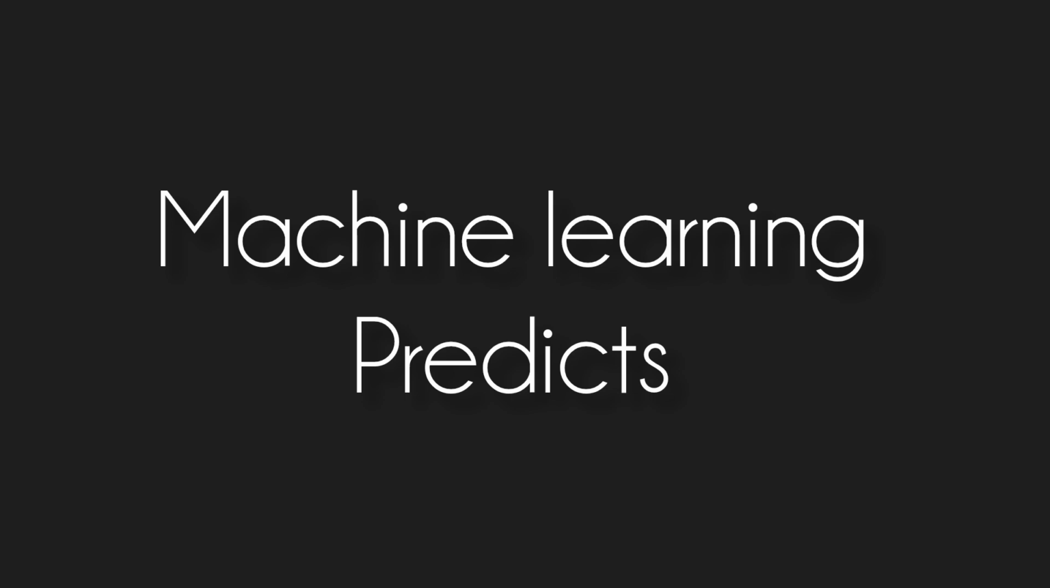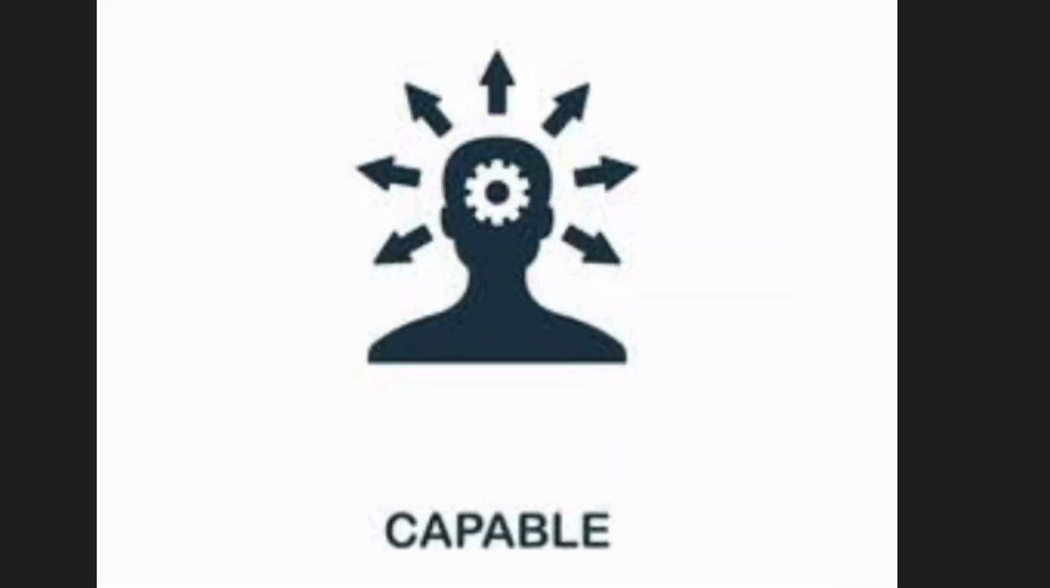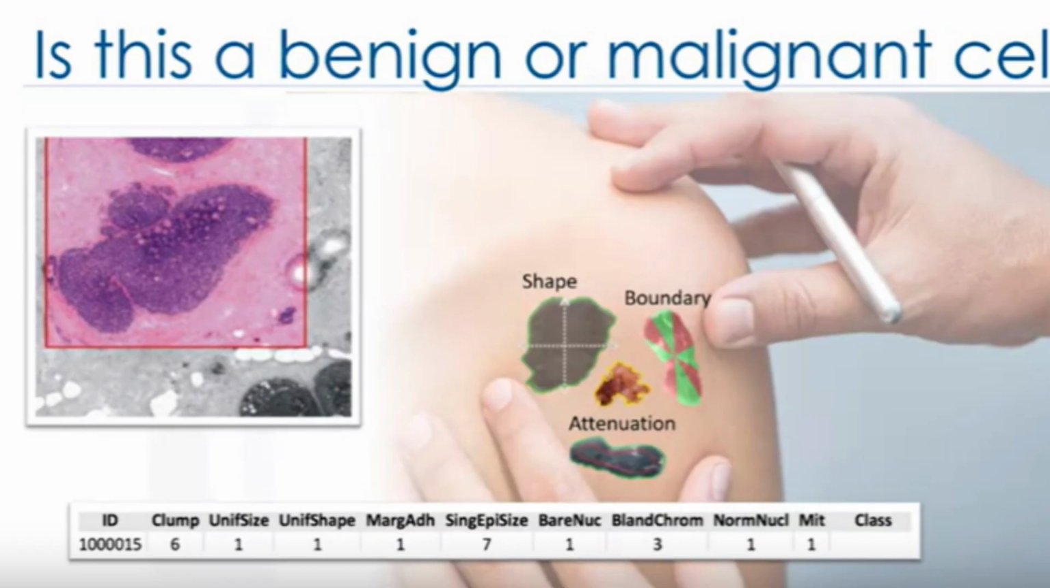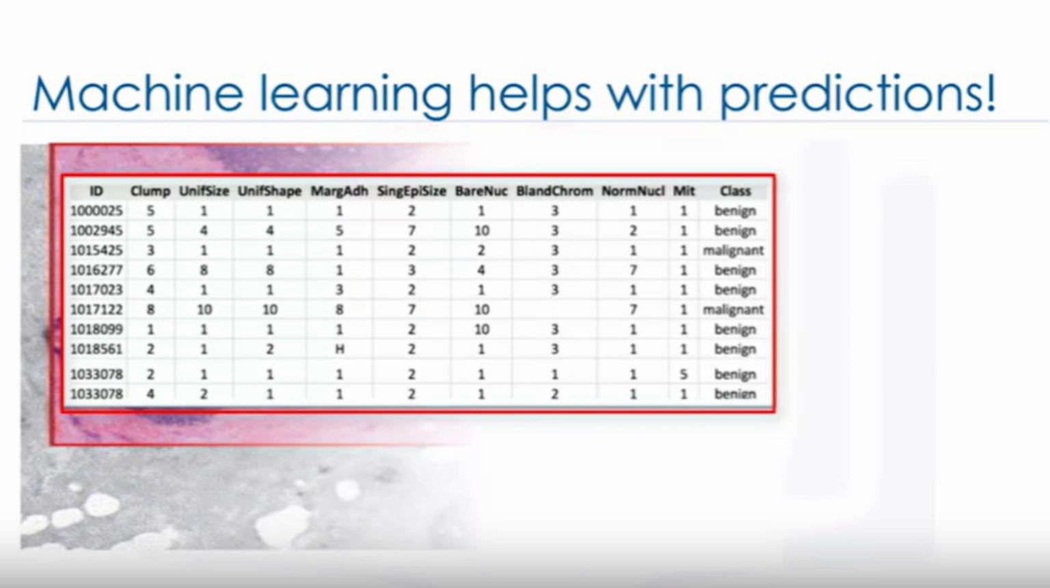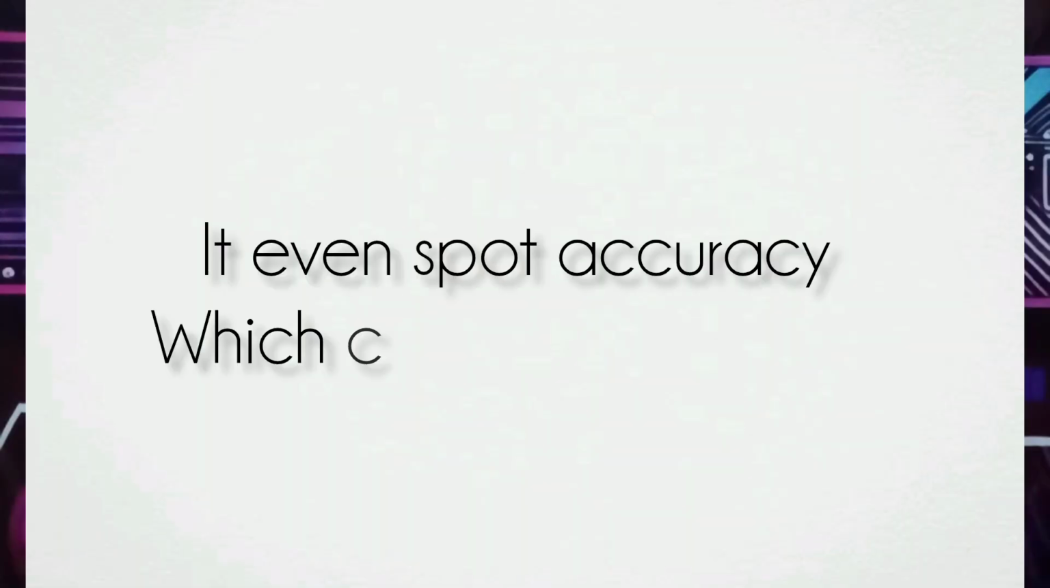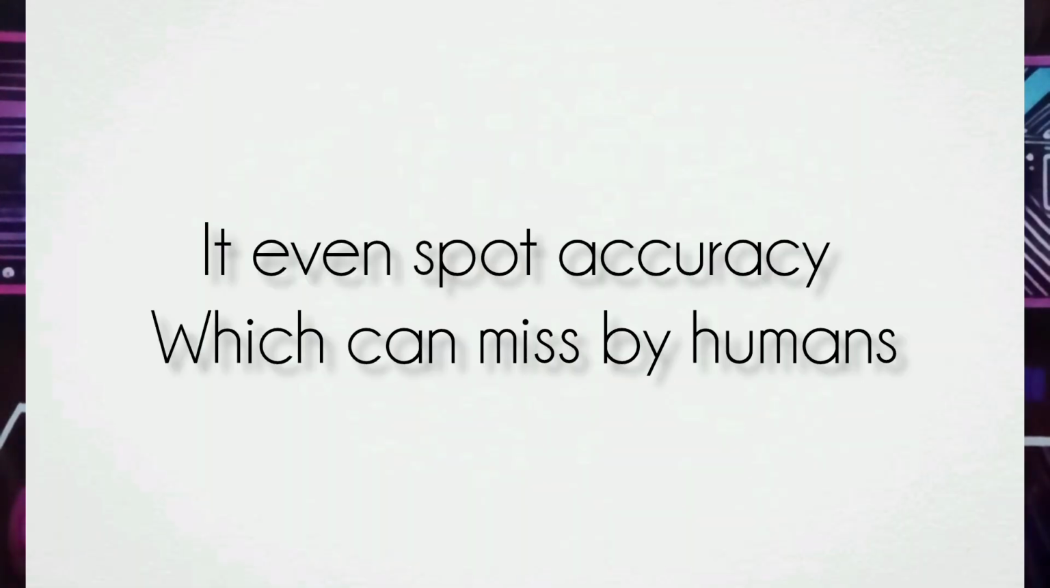Once trained, the model becomes capable of analyzing new cases. Let's say you upload a scan or a set of lab results. The model compares this new data with everything it has learned and predicts whether it's benign or malignant. Of course, the model isn't perfect, and it only works as well as the data and training it gets. But when used alongside doctors, it saves time, boosts accuracy, and even spots details humans might miss.